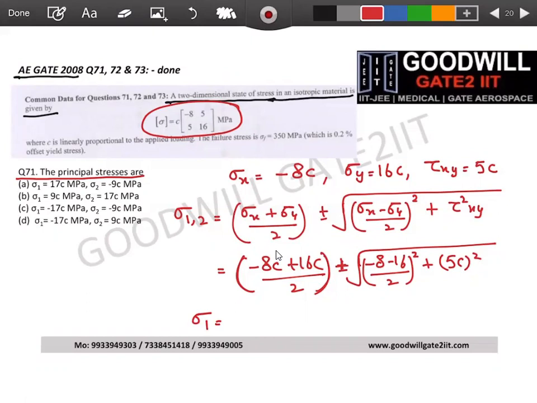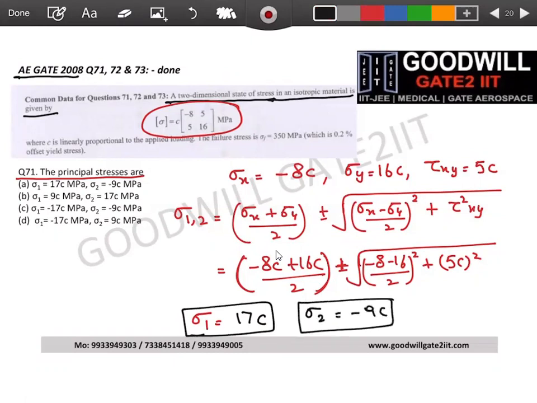So if you solve this, true. Sigma 1, yes Tushar, is 17C. I got one value along with the plus sign. And sigma 2 along with the negative sign, I'm getting 9C. Now again, guys, if you don't follow this, please feel free to ask. I will repeat this again. So sigma 1 is 17C and sigma 2 is 9C. So I hope you understand that your option is option A. This is asked for 2 marks.